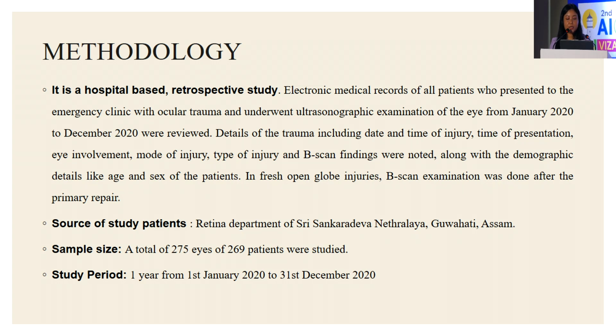Details such as the date, time of injury, time of presentation, eye involvement, mode of injury, type of injury, and B-scan findings were noted down, along with demographic details like age and sex of the patient. In fresh globe injuries, the globe was first repaired, following which the B-scan was done. So the sample size was 275 eyes of 269 patients.